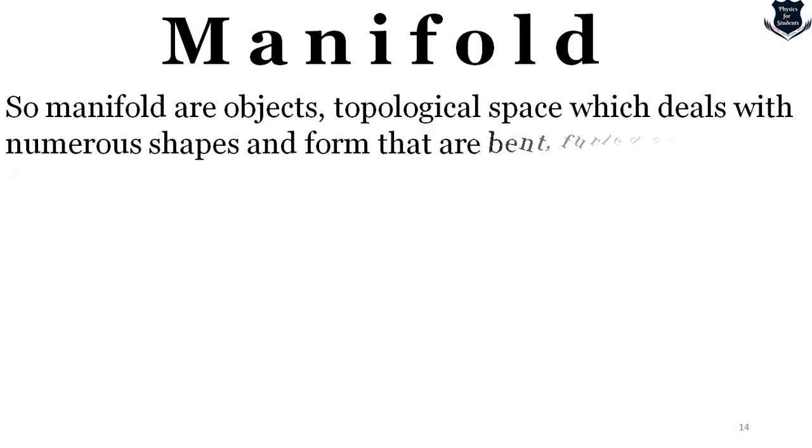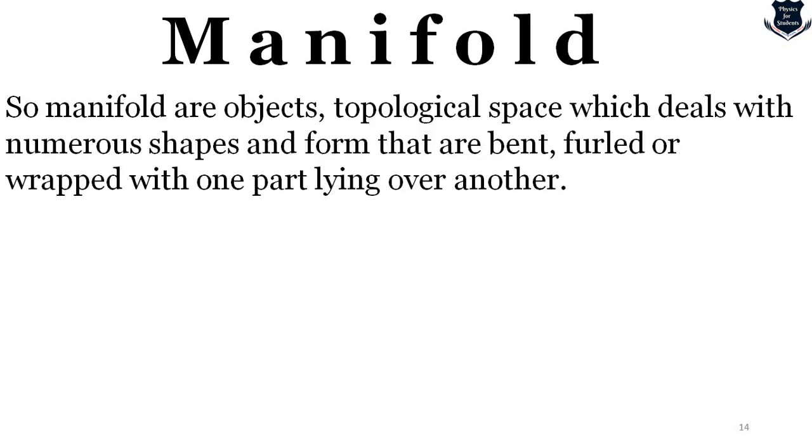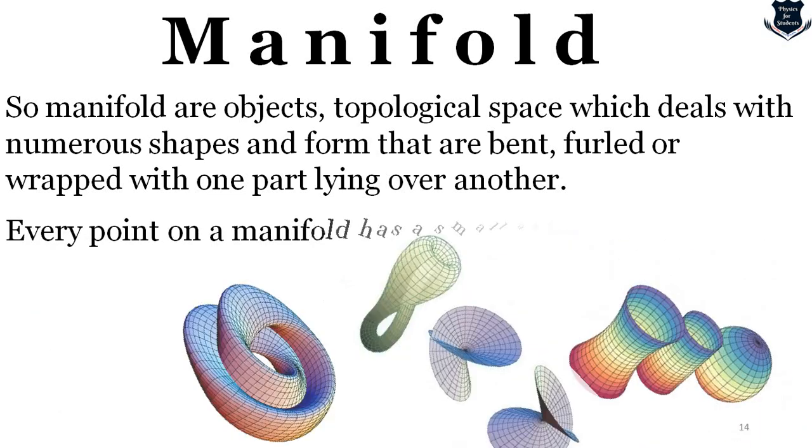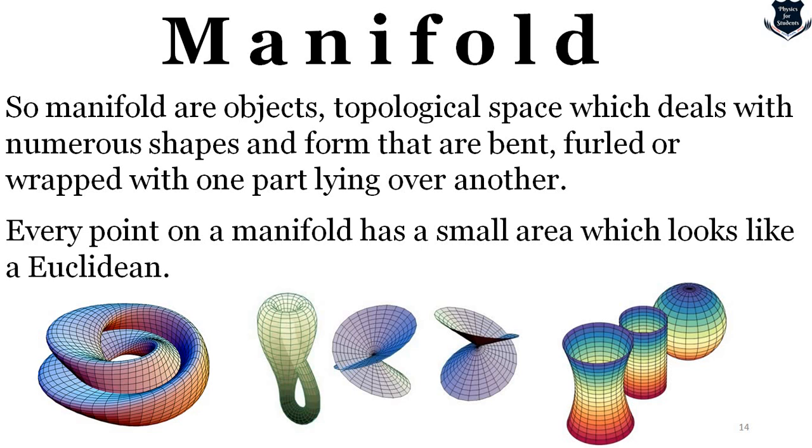Okay. So here comes a simple definition of a manifold. Manifolds are topological spaces which deal with numerous shapes and forms which are bent, furled and wrapped. If you take a visual understanding, this becomes clear. You can see a Klein bottle, a hyperboloid and different types of shapes. Every point on those surfaces has a small area which looks Euclidean.